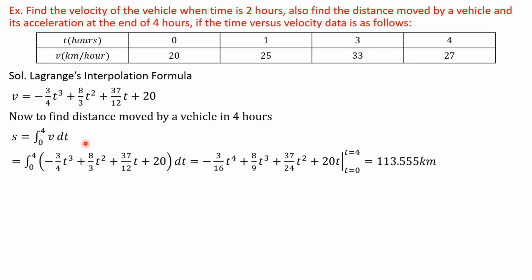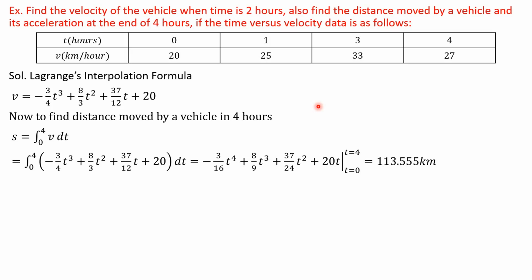So now put value of v. So after integration we will get 113.555 kilometers. So this is the distance traveled by the vehicle in these 4 hours with these velocities. Alright, so this is how we can find this distance moved by a vehicle in 4 hours. Suppose you want to find distance moved by a vehicle from 1 hour to 4 hour. In that case we will integrate it with limits 1 to 4 and we will get the required answer. This is the second part of the question.